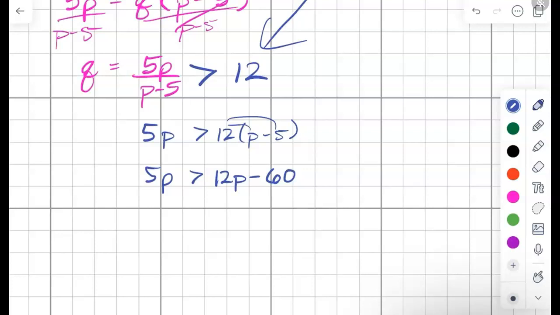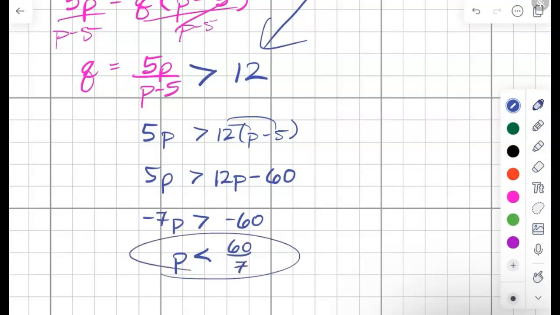Then I'm going to get my p variables on the same side. So I'm going to subtract 12p to the other side. That gives me negative 7p is greater than negative 60. And then I'm going to divide by negative 7. That flips the inequality and gives you 60 over 7. So now we know that p has to be less than 60/7.